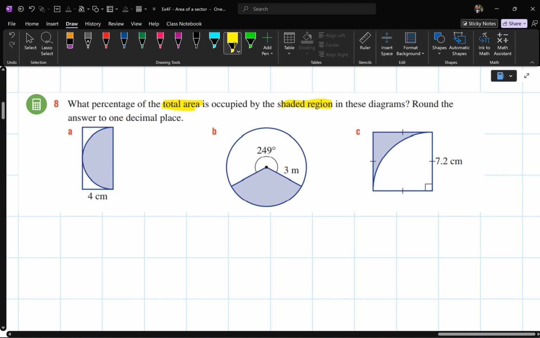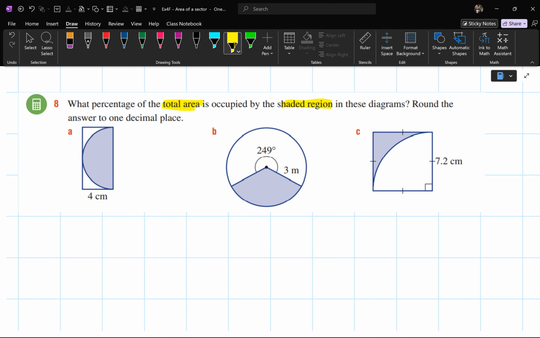So is half of the total area being shaded? Or is it only a quarter of it being shaded? Or is it a third of it being shaded? But they want you to find the percentage. So if it's half, then it's 50%. If it's a quarter, it's 25%. So how do we do this?